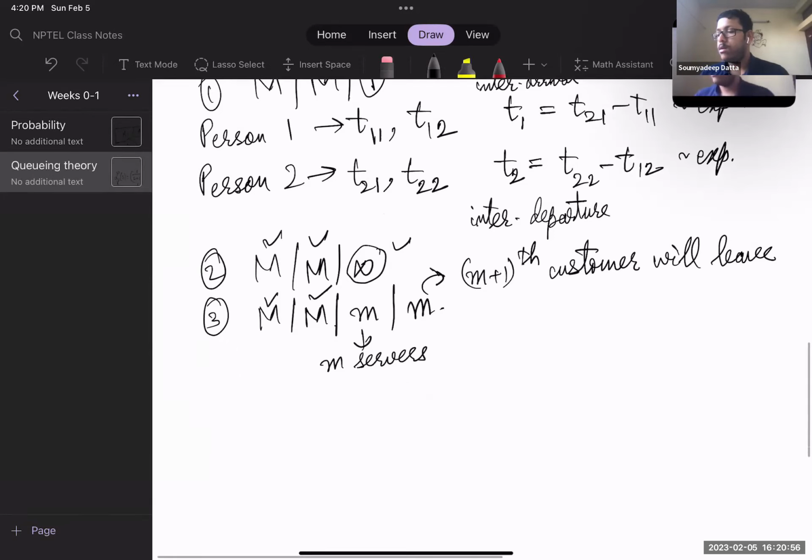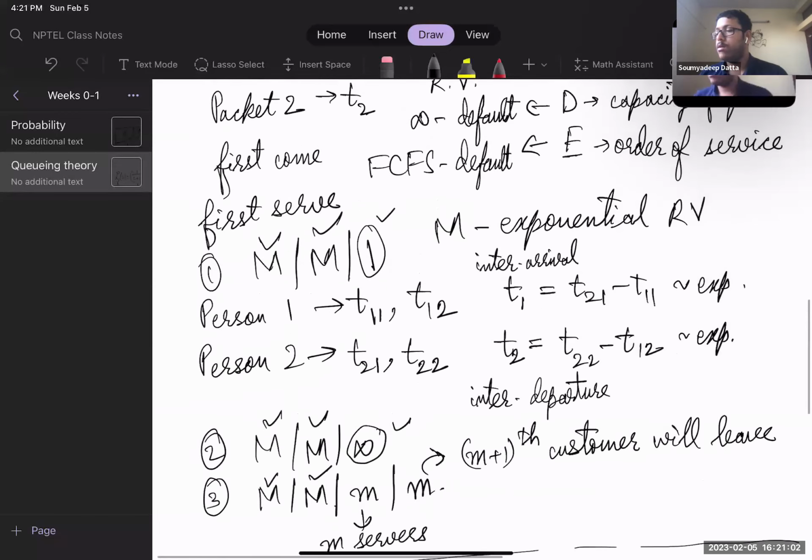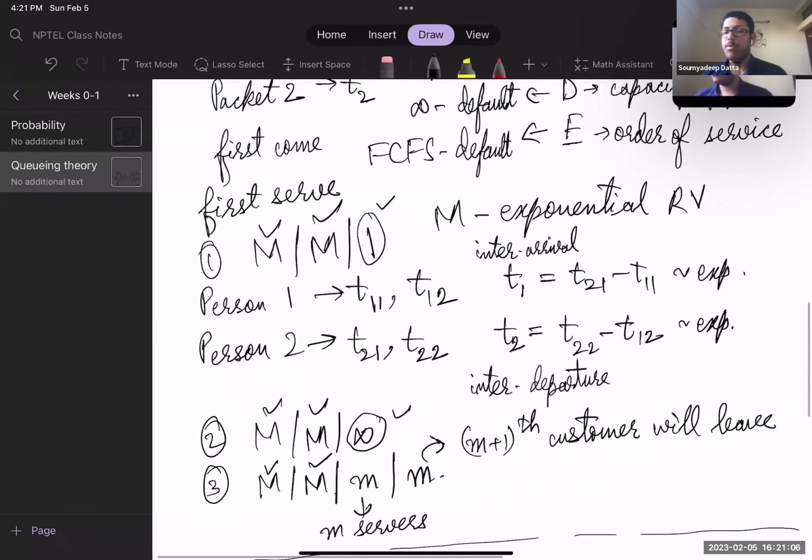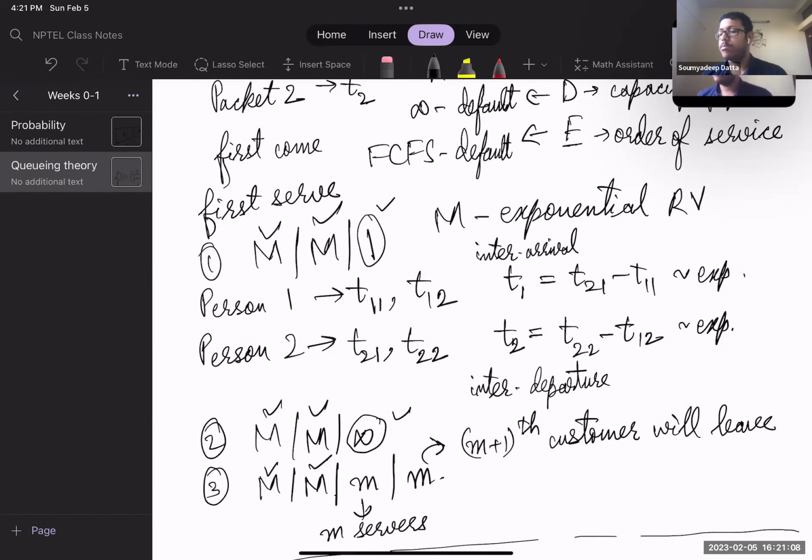So this is a quick revision on Kendall's notation of queues. This is how you will see your problems in any book. You will be told that, okay, you have an M/M/1 queue with these properties, etc., and you will have to solve problems based on that.